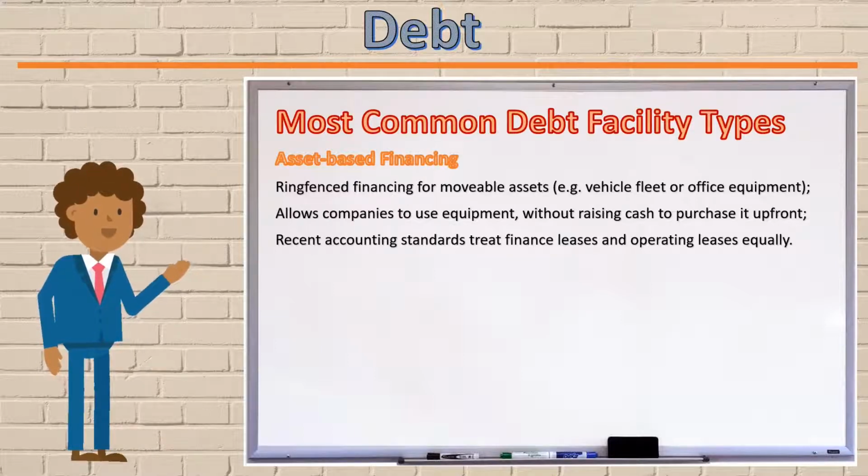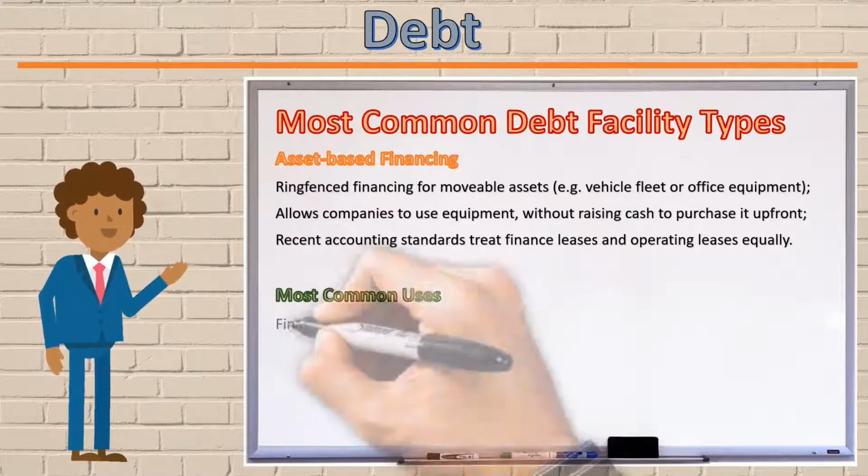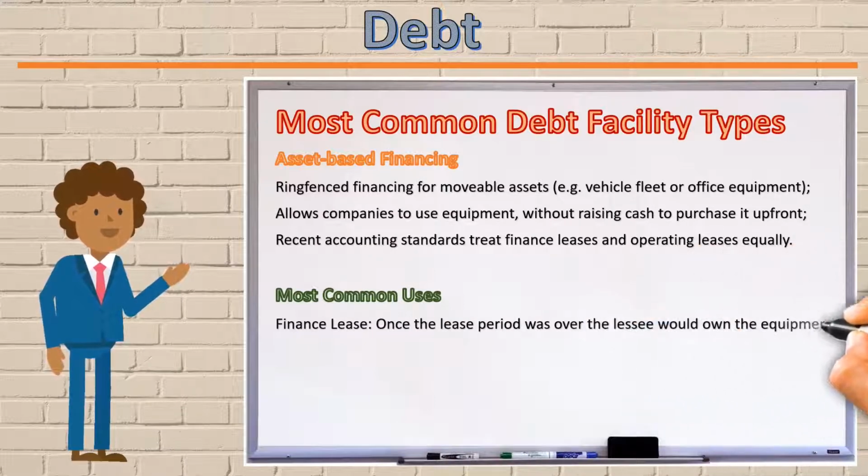For a finance lease, the party wishing to acquire the use of the equipment, called the lessee, would pay a series of installments to the owner of the equipment, called the lessor, in return for having the use of the equipment. The installments would be structured to cover the value of the equipment, plus an interest charge. Once the lease period was over, the lessee would own the equipment outright.